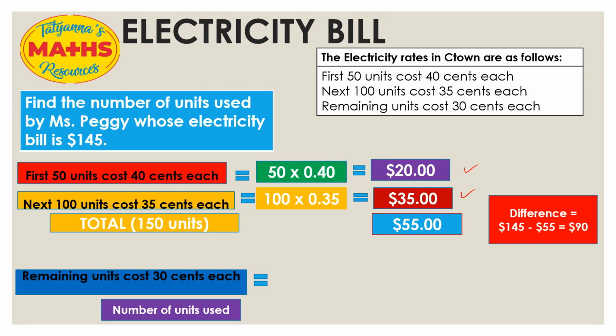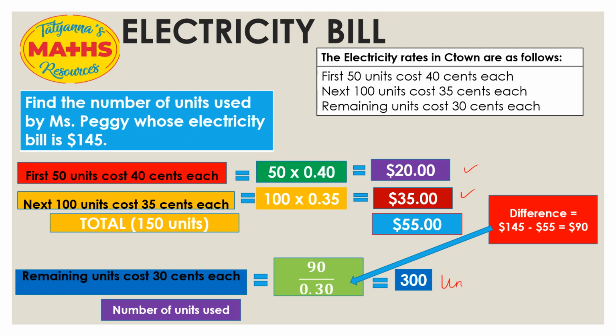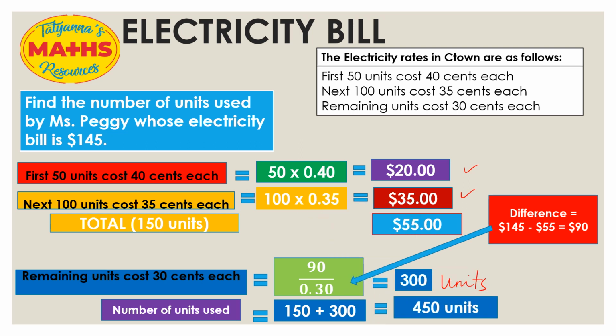Now how are we going to figure out how many remaining units she had? Take that $90 and divide it by the 30 cents, which is going to give us 300 units. And then we're going to take that plus the 150 from before, and her total would have been 450 units. So Miss Peggy used 450 units. That's why her bill was $145.